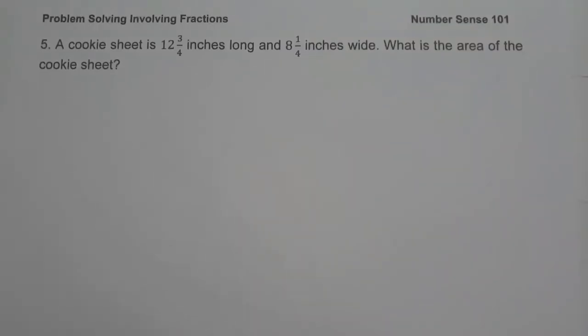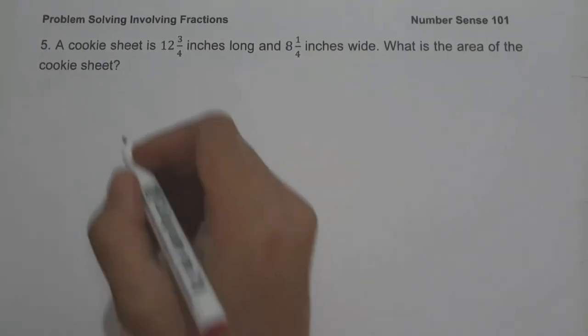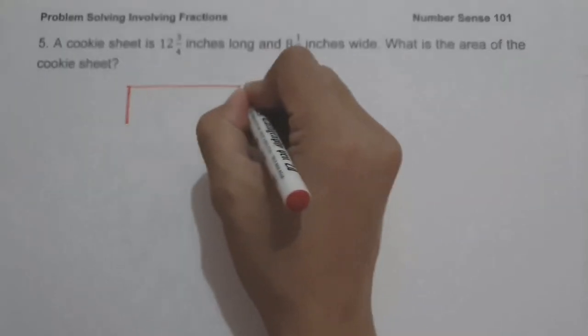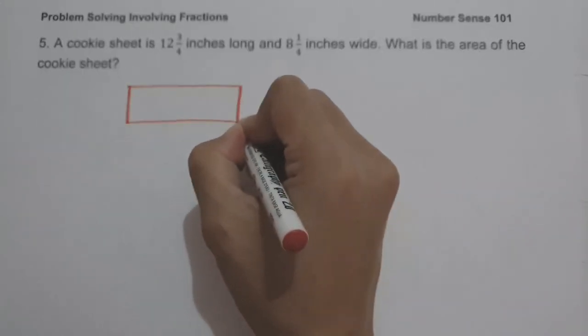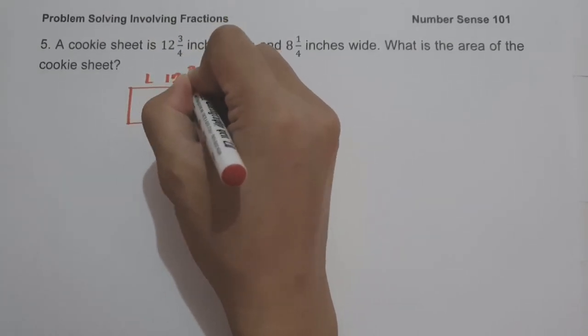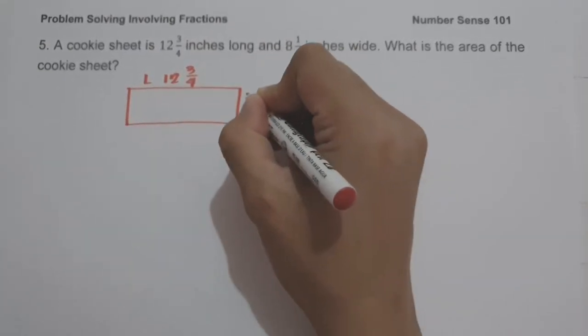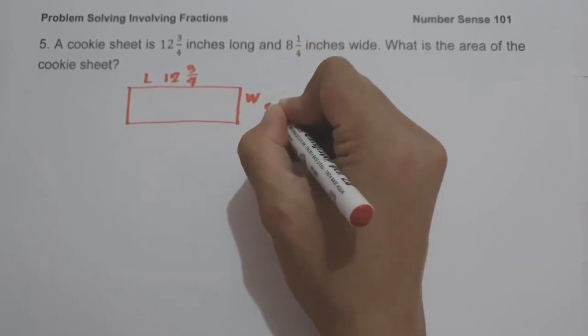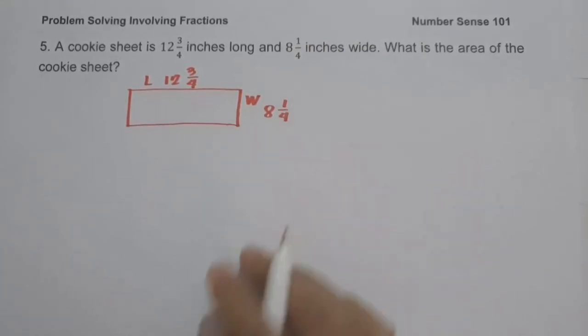On example number 5, a cookie sheet is 12 and 3/4 inches long and 8 and 1/4 inches wide. What is the area of the cookie sheet? To determine the area of the cookie sheet, let us illustrate first our problem. So let us have a rectangle. So this will be the length, which is 12 and 3/4 inches. And this will be our width, that is 8 and 1/4 inches.